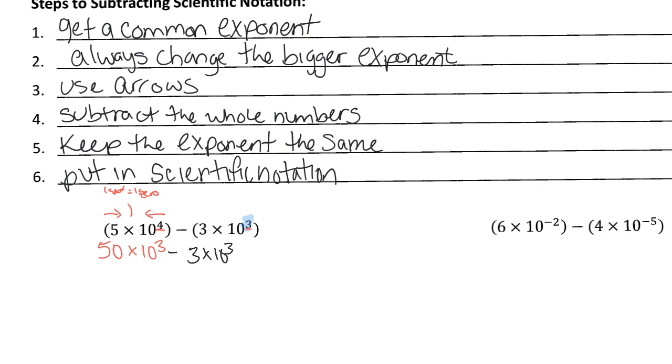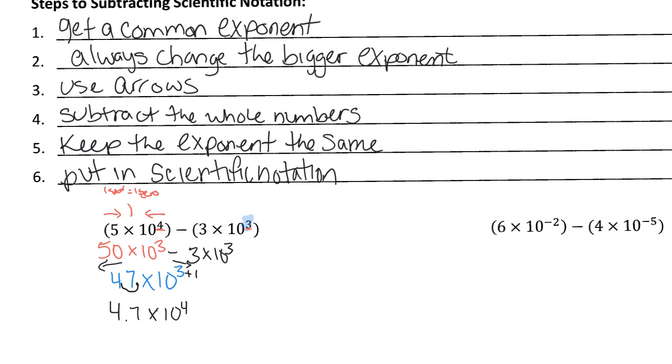Now that we've changed the bigger exponent, they have the common exponent, and we used our arrows, now we subtract our whole numbers. So we do 50 minus 3, and that gives us 47. Then we keep our exponent. But 47 is not scientific notation, so we need to move the decimal from here to here. Since we're moving it out to the left, we also add 1, and that is 4.7 times 10 to the fourth.